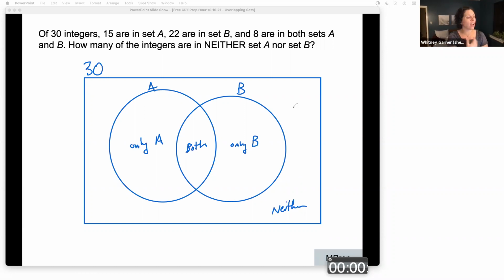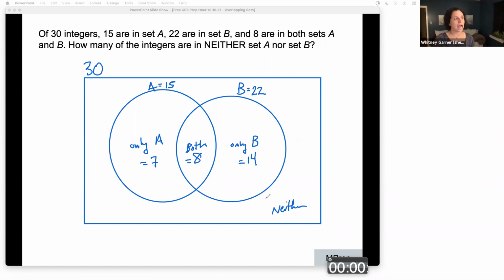So I've got 30 total. I know that there are 15 that are in group A, but it doesn't say whether they are in B or not. I have 22 that are in that full B circle. And 8 are in both. So if 8 are in both and there are 15 in A, that would mean I have 7 that are only in group A, but not in B. And I'm going to subtract that same 8 off of this 22. That would mean that there are 14 that are in only B.